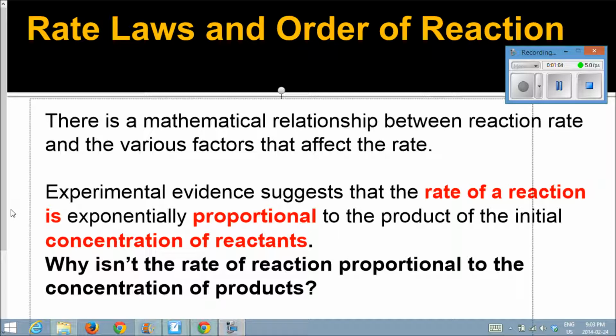But here's a question for you. Why isn't the rate of reaction proportional to the concentration of products? Why do we only care about the reactants? That's a good question. Why do we only care about the reactants? Why not just the products? Why do the products have no impact on it? Well, let's think about it for a moment.